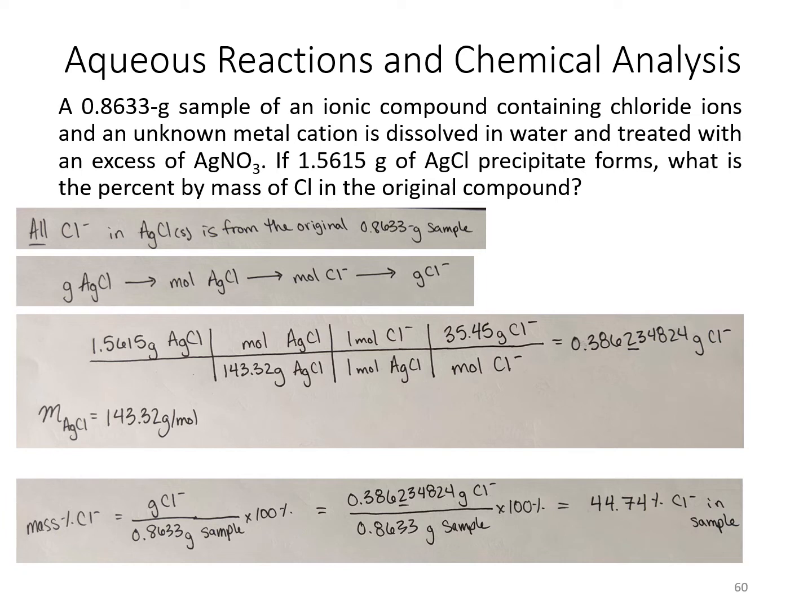Okay, so this was using gravimetric analysis. We were just weighing out different things, but we knew something about the mole ratio and how to interconvert between masses and moles, which we've done for a long time now, and understanding what was actually occurring in that solution. All of the chloride in that original silver chloride precipitate is from that original 0.8633 gram sample.